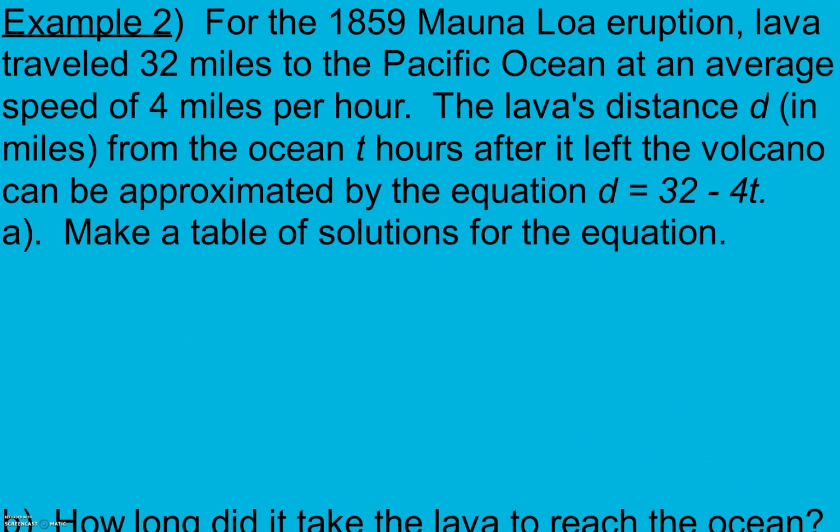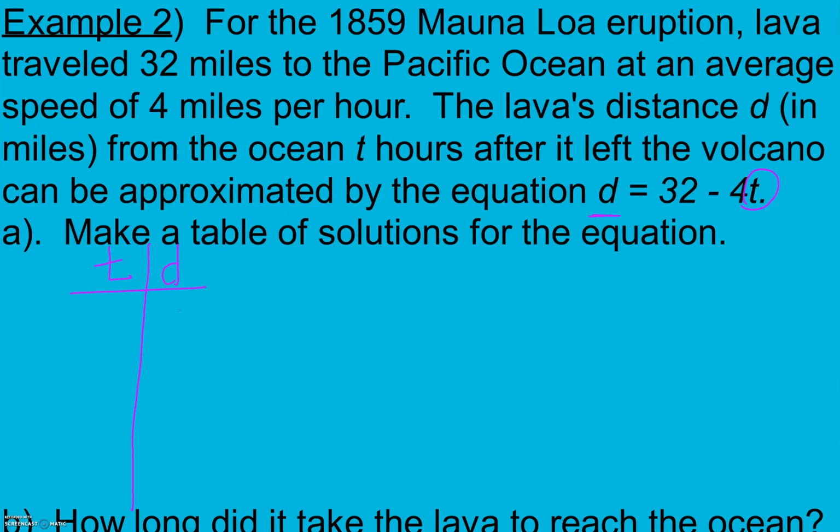For the 1859 volcanic eruption, lava traveled 32 miles to the Pacific Ocean at an average speed of 4 miles per hour. The lava's distance d in miles from the ocean, t hours after it left the volcano, can be approximated by the equation d equals 32 minus 4t. We're going to make a table of solutions for the equation, plugging values in for t and getting values for d.